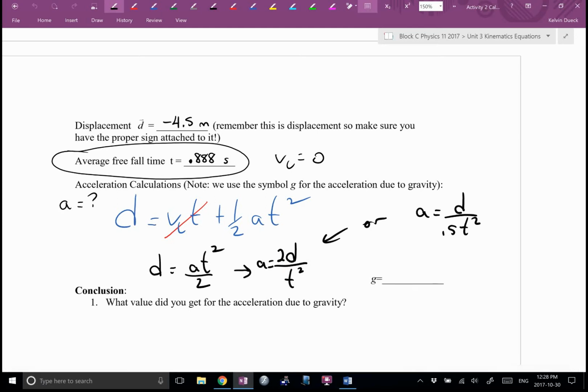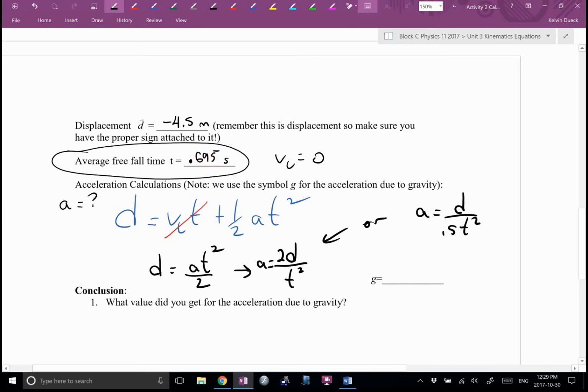Does anybody want to share their value that they got for g? Matteo, I'll pick you here. What did you guys get? 18.6. What was your time value? My average time value was 0.695. Okay, that's a little low, but we'll go with yours. So your average time value was, what was it? 0.695.